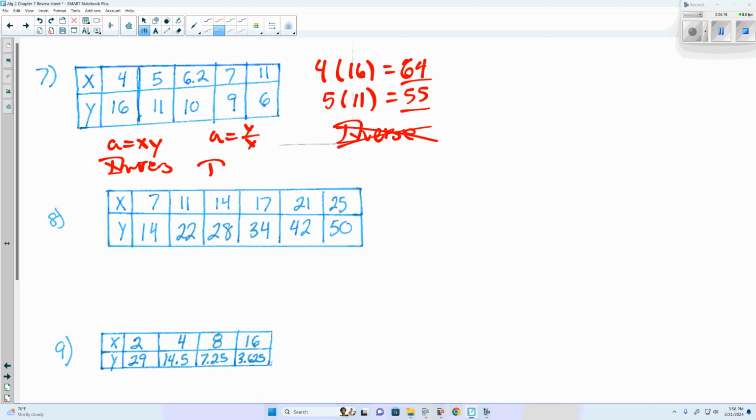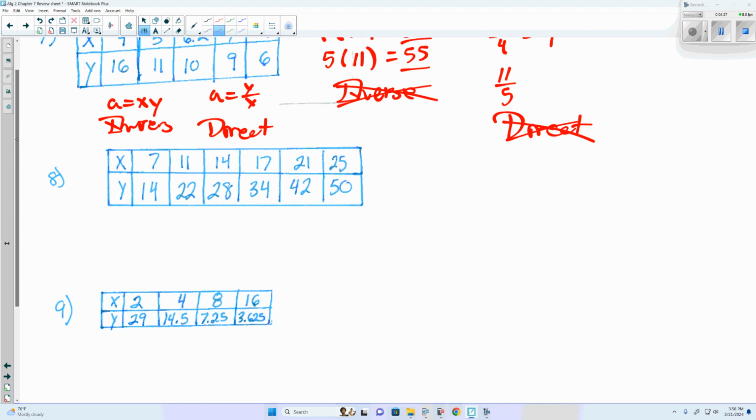Now direct, y over x. So 16 over 4 is 4. 11 over 5 doesn't reduce, so it's not direct either. Because if we got the same number each time, then it would be that one. But these aren't going to show up.